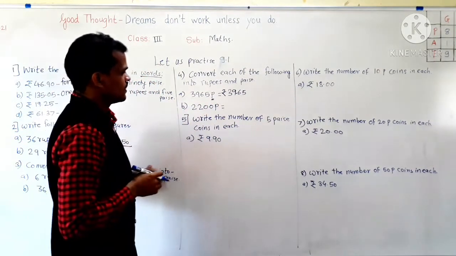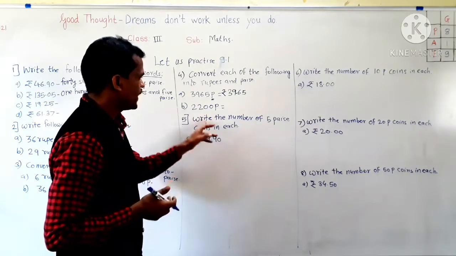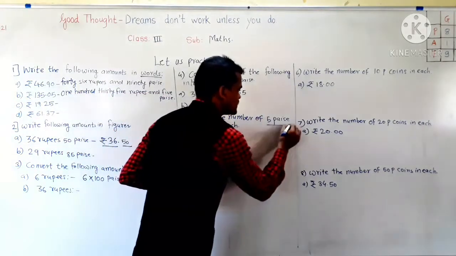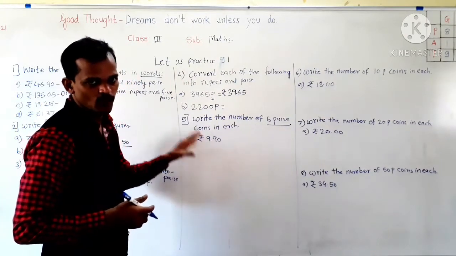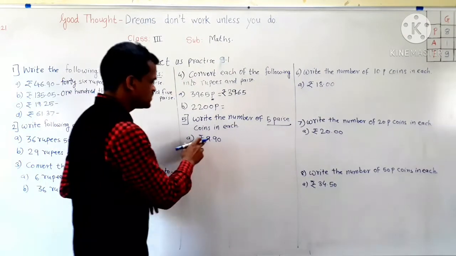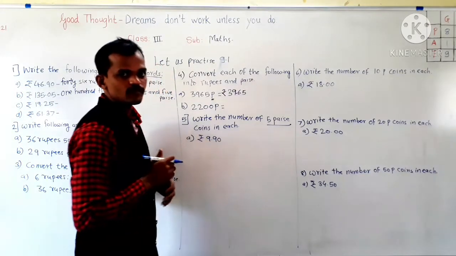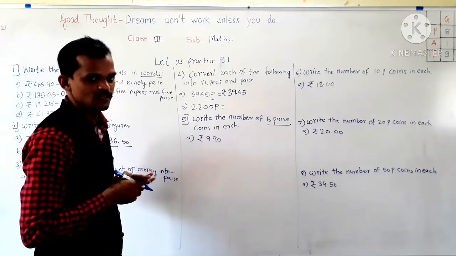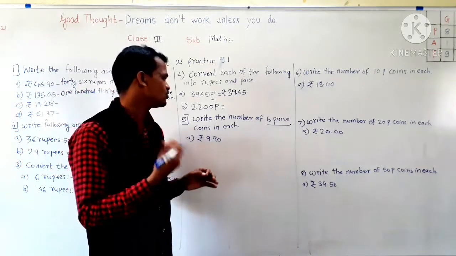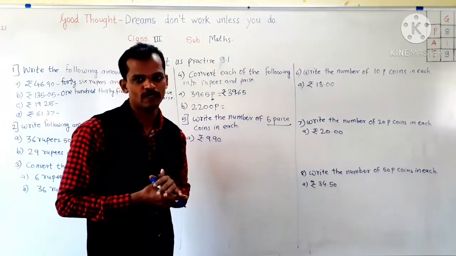Then next question, question number 5, write the number of 5 paise coins in each. I am showing one example of this type. The amount is rupees 9.90. So 9 rupees and 90 paise is the amount and we have to find out how many 5 paise coins there will be for that amount.